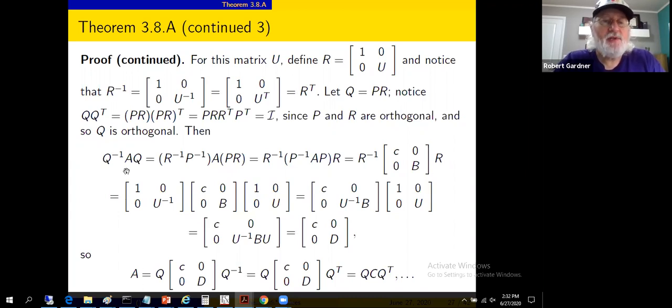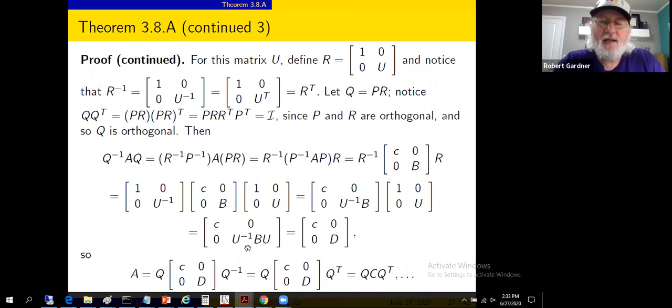Take the Q's to the other side. So let's get the Q inverse and the Q on the other side of this equal sign. So they'll pop up with a Q on the left and a Q inverse on the right. The Q inverse can be written as a Q transpose because Q is an orthogonal matrix. It says it right there.